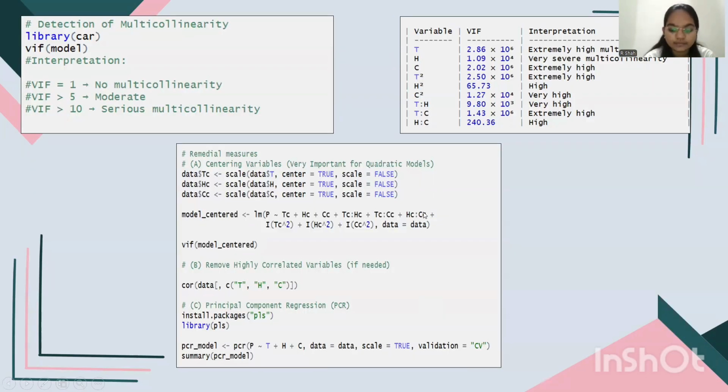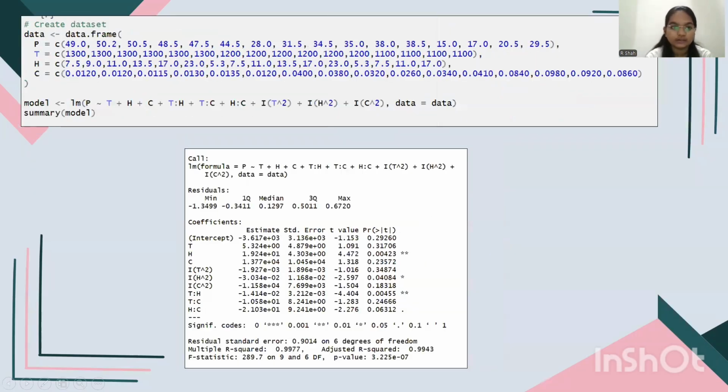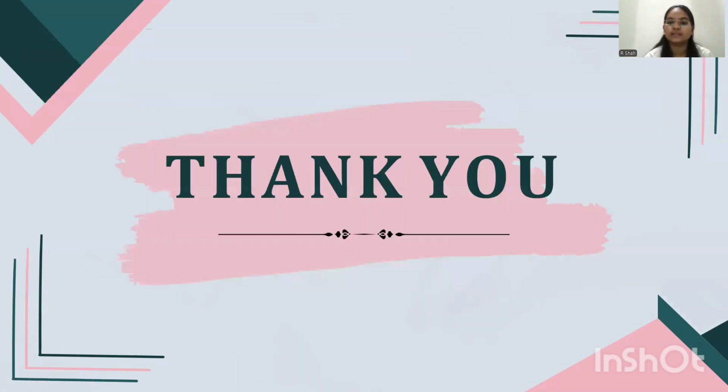By this example, we learn how we can detect multicollinearity, and with different methods how we can handle this multicollinearity. Hope you learned something new with this seminar and with this video.